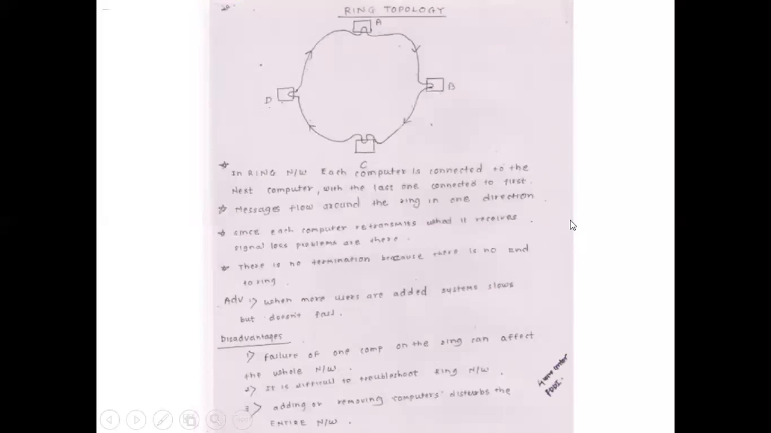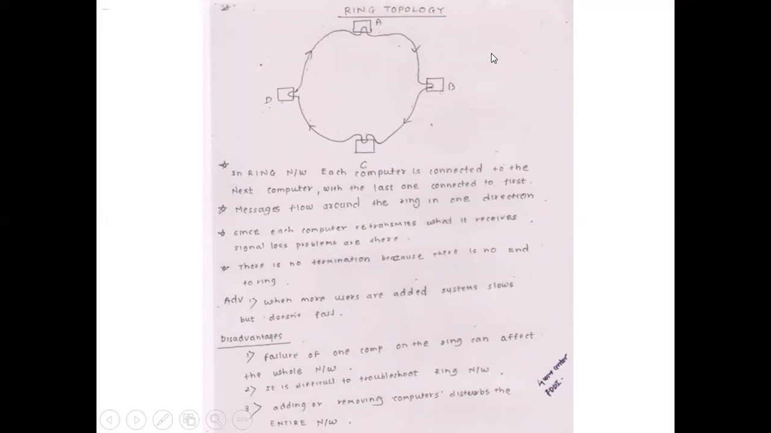Now we'll go for ring topology. The figure itself indicates that four machines here are connected in a ring. It forms a ring, that's why it is called a ring topology. In a ring network, each computer is connected to the next computer, with the last one connected to the first. So A, B, C, D, and the last one is connected to the first.